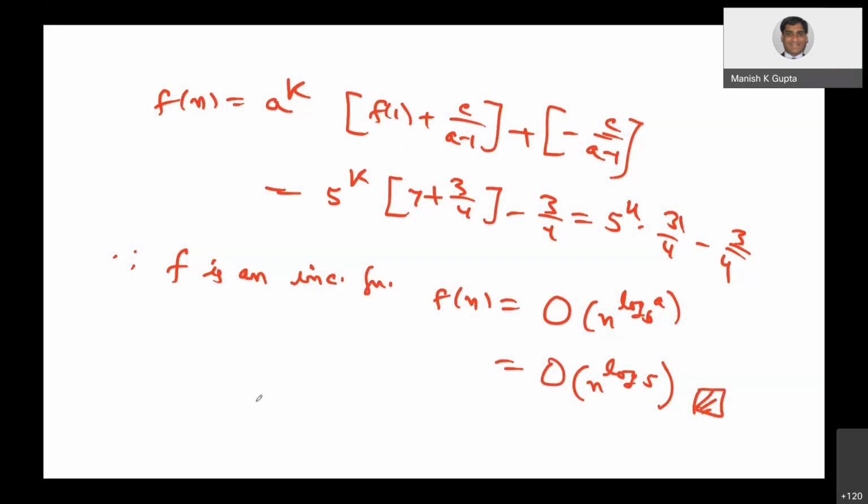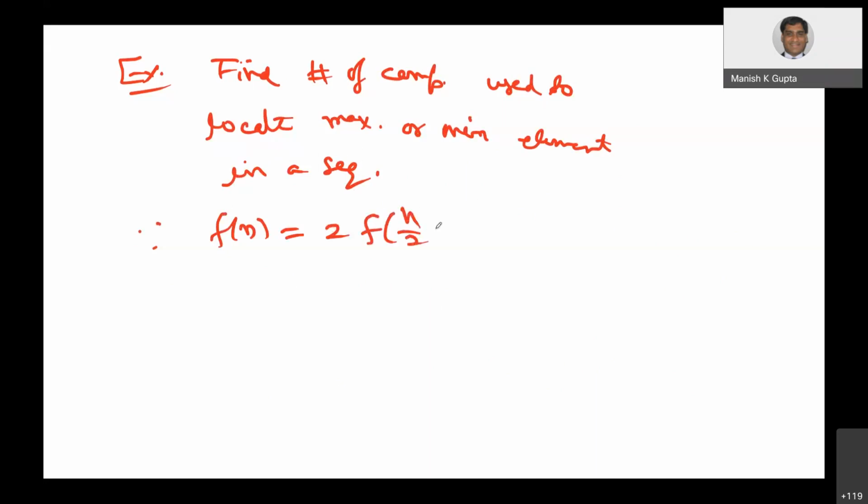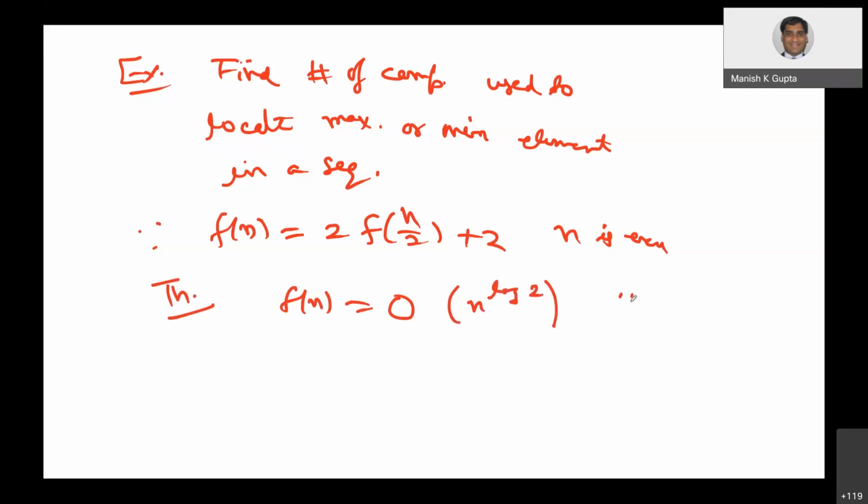In fact, another example we can do: I think this algorithm also finds the number of comparisons used to locate the maxima or minima element in a sequence. So here, f of n is equal to 2 times f of n by 2 plus 2, and n is even here, of course. So using theorem 1, we can write down that f of n is equal to big O of n raised to power log 2. Since the base b is 2 here, this is nothing but order of n.